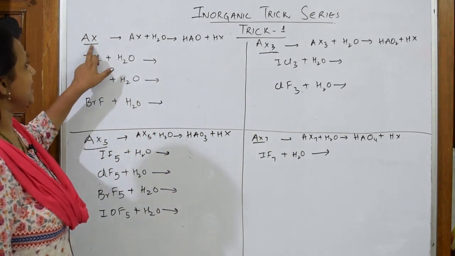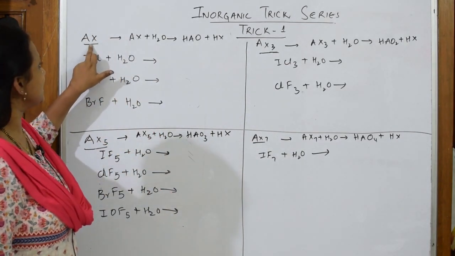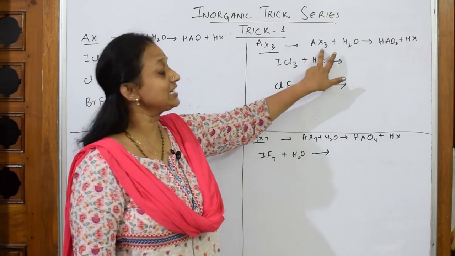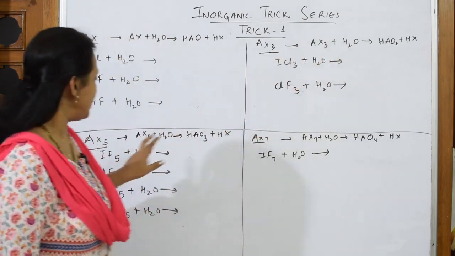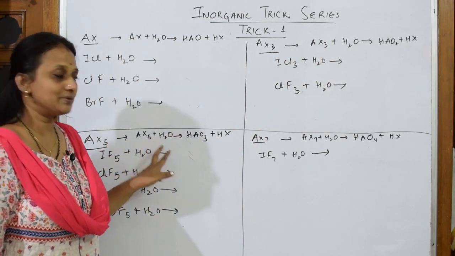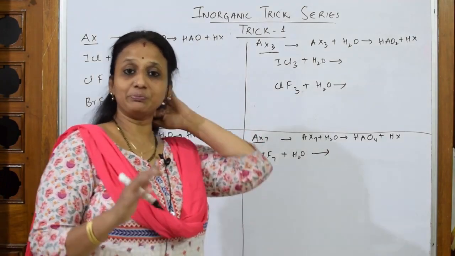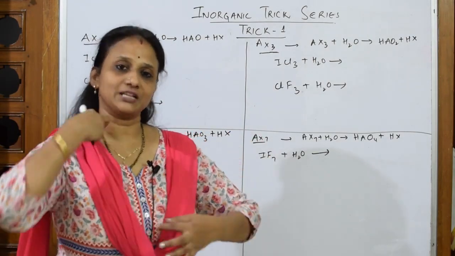Done. Suppose if I take AX, and it is combining with water, what happens? When AX3 combines with water, what happens? When AX5 combines with water, what happens? And when AX7 combines with water, what happens? So first let us have one picture of the general equation for that.